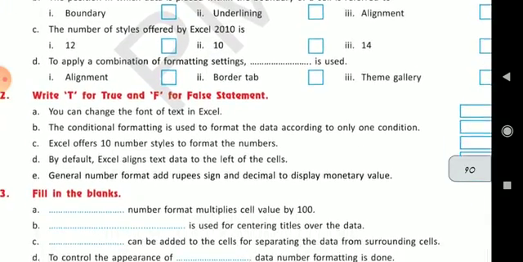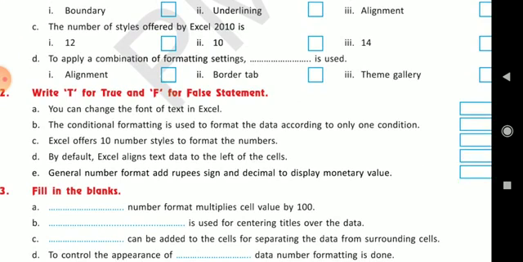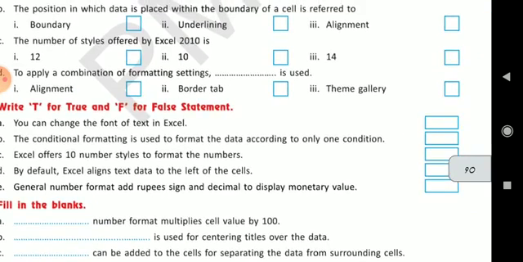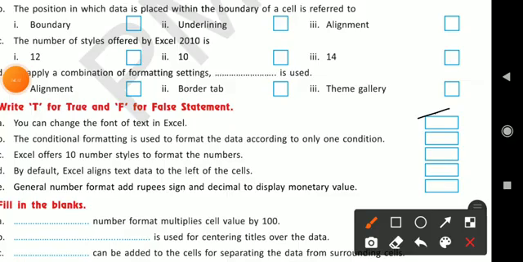Next, true and false. You can change the font of text in Excel. Yes, we can change the font of text in Excel. So first one is true. The conditional formatting is used to format the data according to only one condition. False. No. There are many more conditions given which you can use for conditional formatting. There is no restriction for using only one condition.